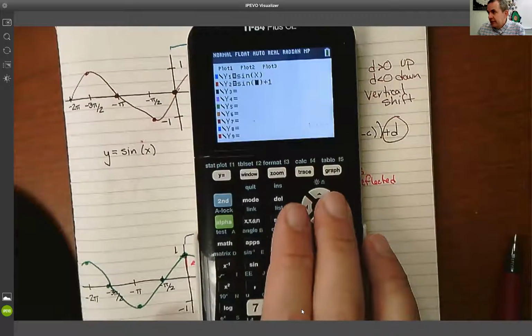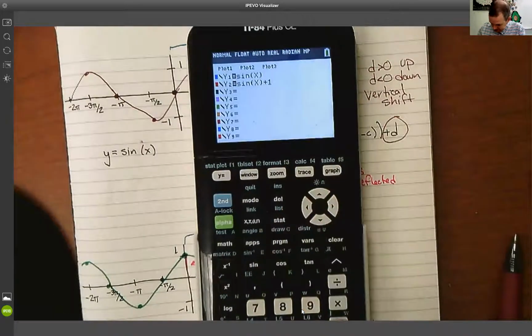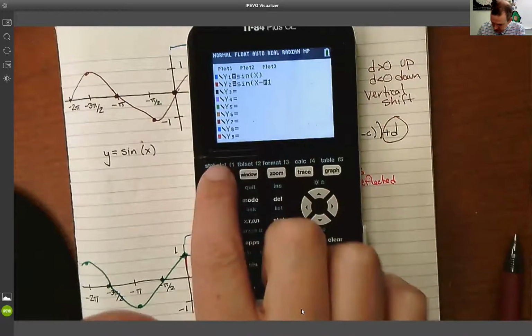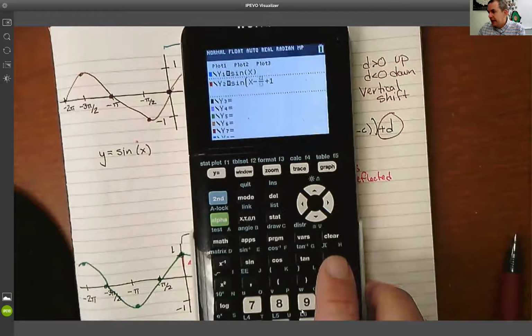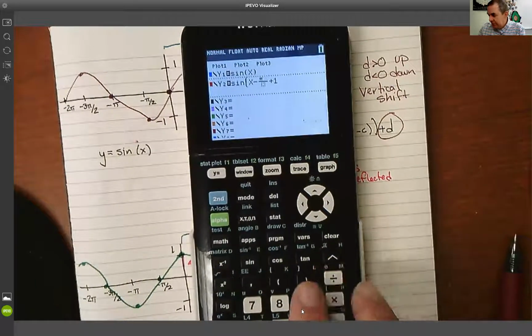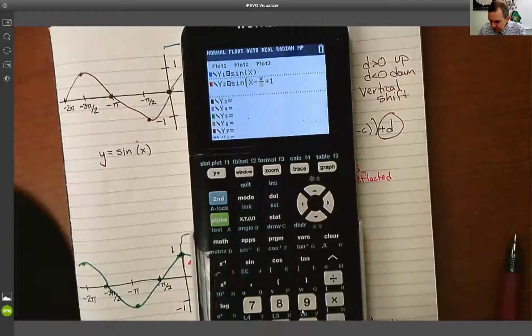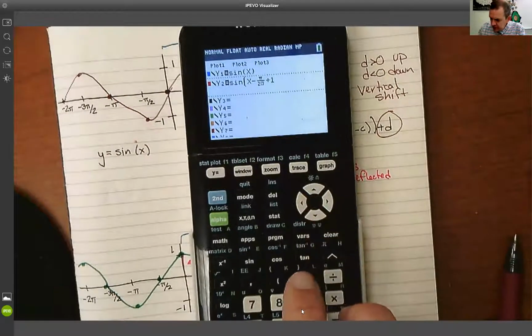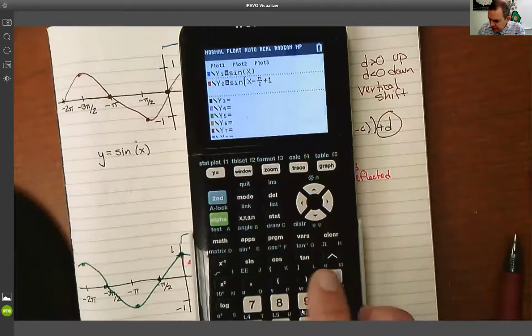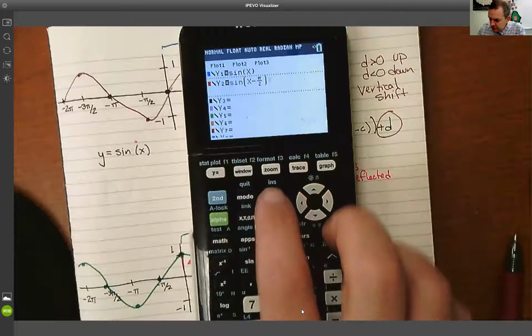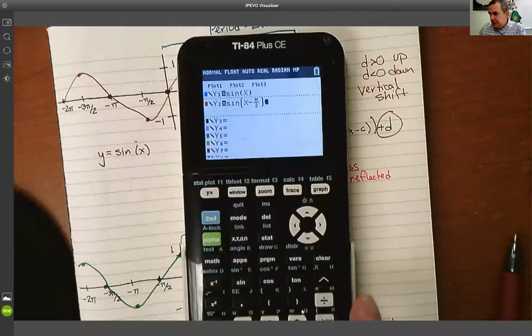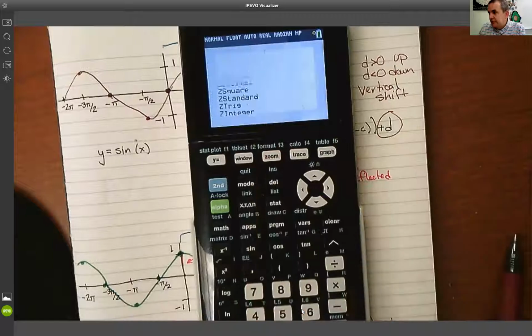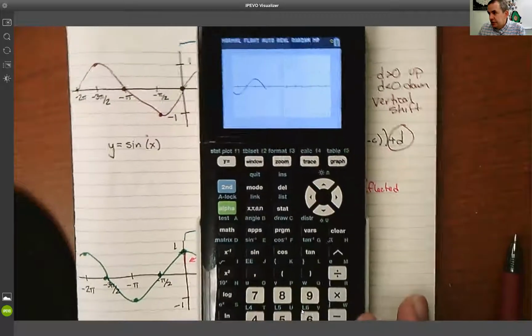So what I'm going to do here now is play inside the parentheses. And I'm going to make this, and here's my pi right here, it's over the caret key, I'm going to make this x minus pi over 2. I'm going to close the parentheses, and I'm going to delete that one. So what I've now done is I've put something inside the parentheses, a -2, and now I'm going to zoom 7 it. And again, we start with my sine curve.